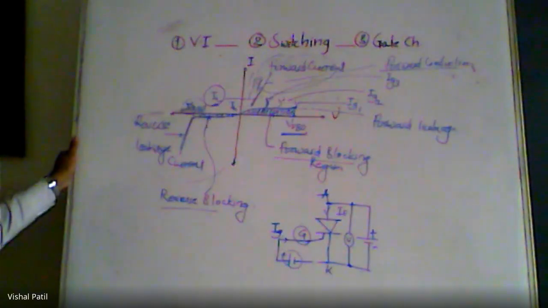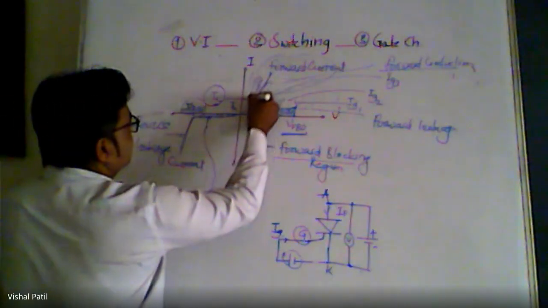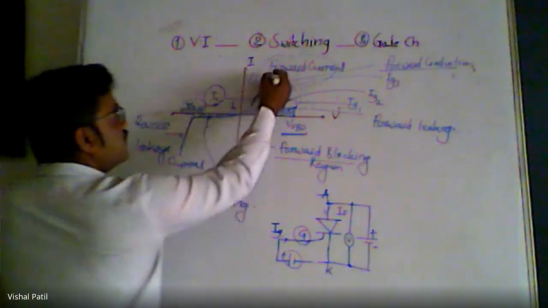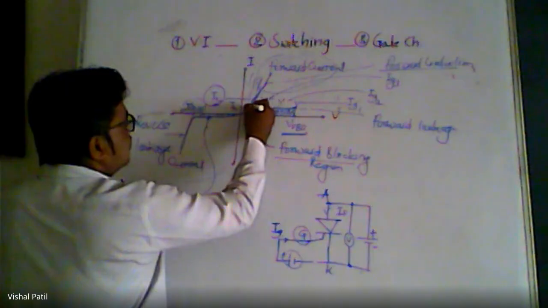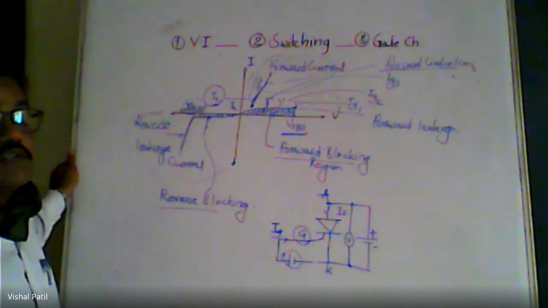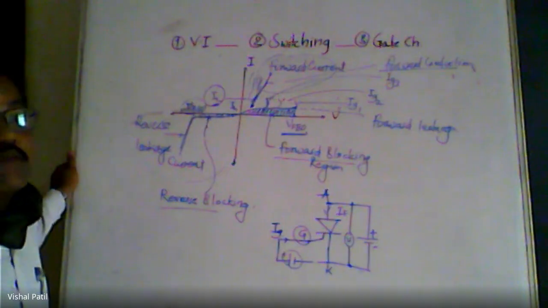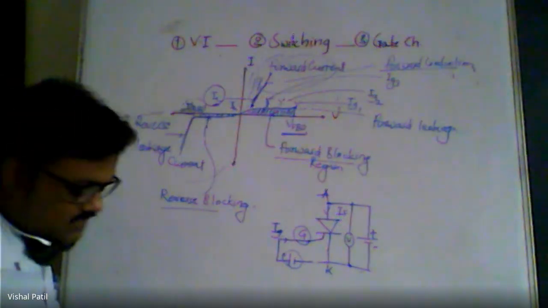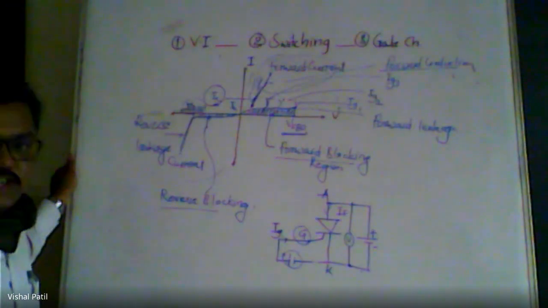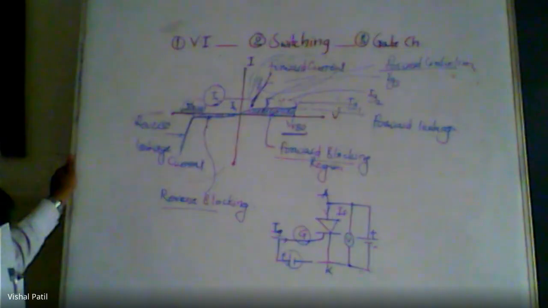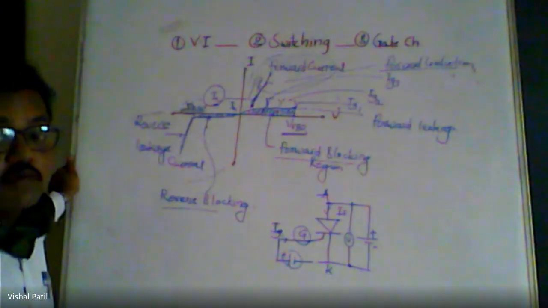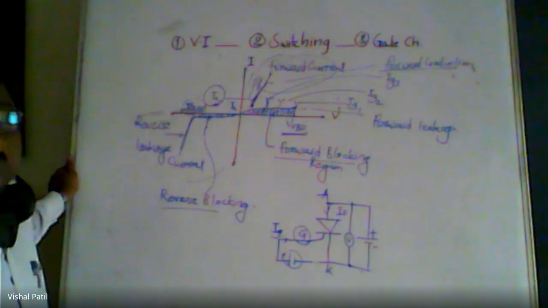So in that case, what happens? The forward current will start to decay. Decay means decrease, and it will go on decreasing. At some particular voltage, the device will stop conducting. So it is the minimum value of the forward current before which the device is in conduction. Okay, minimum value of the forward current before the device stops conducting.